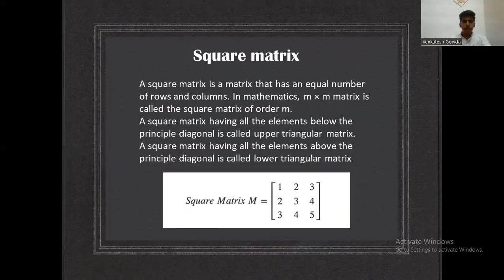Next is the square matrix. What is a square matrix? A square matrix is a matrix that has an equal number of rows and columns. In mathematics, an n cross n matrix is called a square matrix of order n. A square matrix having all the elements below the principal diagonal as zero is called an upper triangular matrix. A square matrix having all the elements above the principal diagonal as zero is called a lower triangular matrix. So we can see an example of a square matrix in which the rows and columns are equal.